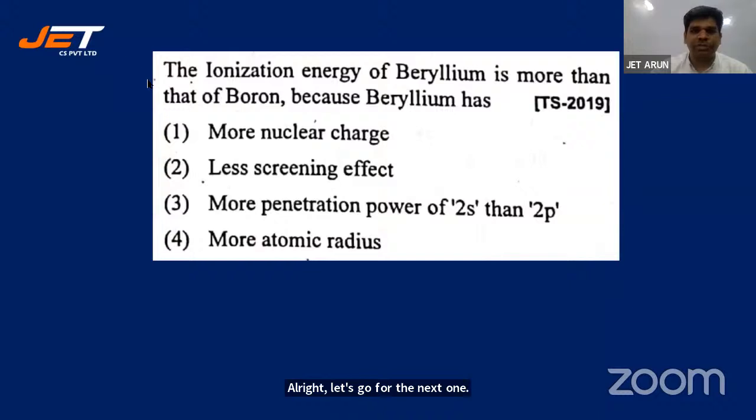The ionization energy of beryllium is more than that of boron because beryllium has more nuclear charge, less screening effect, more penetration power of 2s and 2p, more atomic radius. Yeah, sure, Anil. Sorry. I will tell it once again.